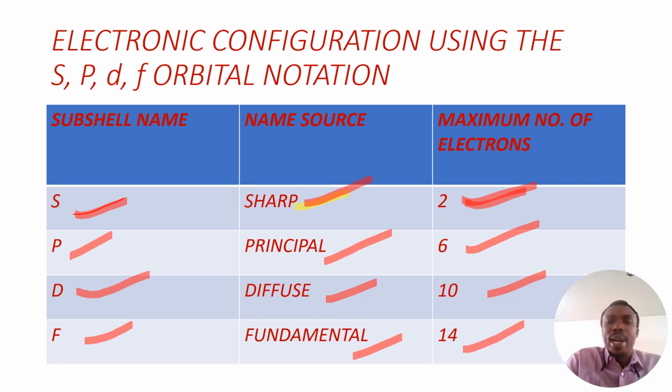So with this, we can write the electronic configuration of an element using the SPDF orbital notation instead of drawing shells and circles whereby we arrange the electrons. I know some of you did that in your secondary school where you write the electronic configuration, then you draw the shells. But now we want to look at electronic configuration using the SPDF orbital notation, using the sharp, the principal, the diffuse, and the fundamental. And each of them has its own maximum number of electrons it can hold.